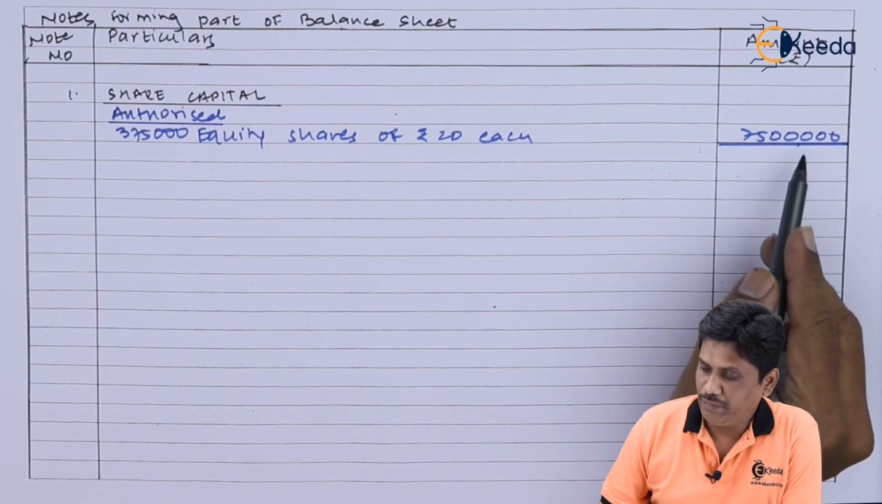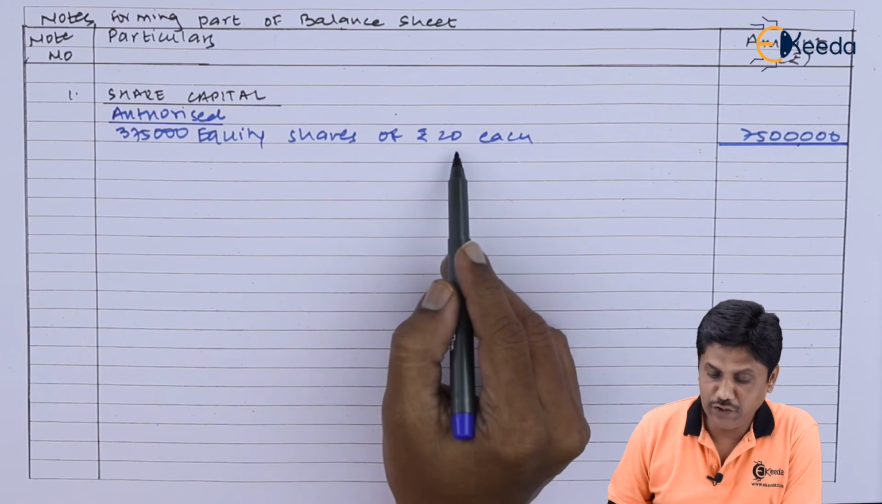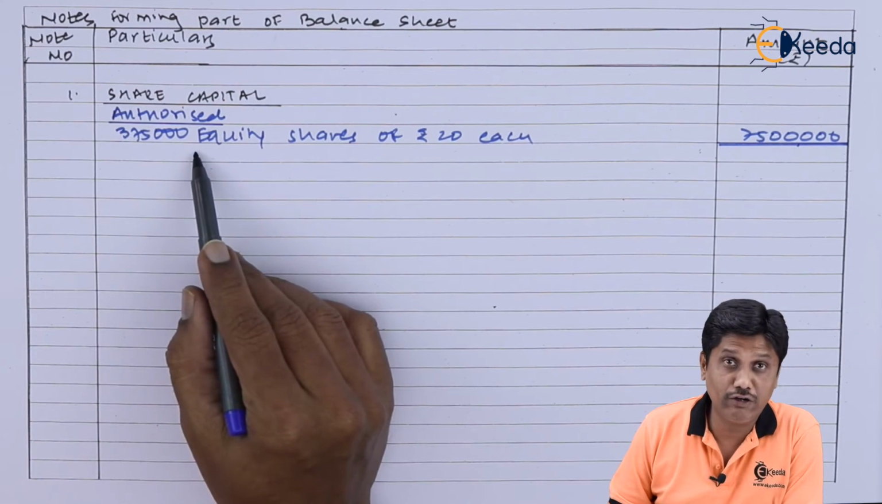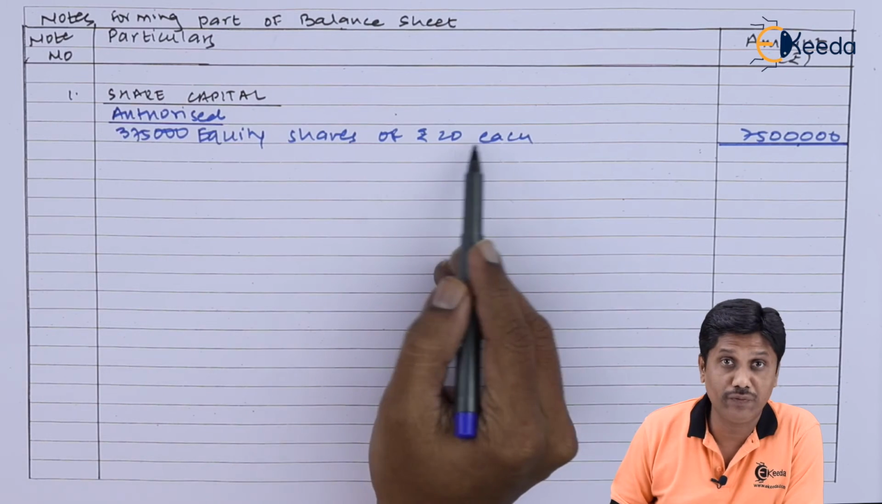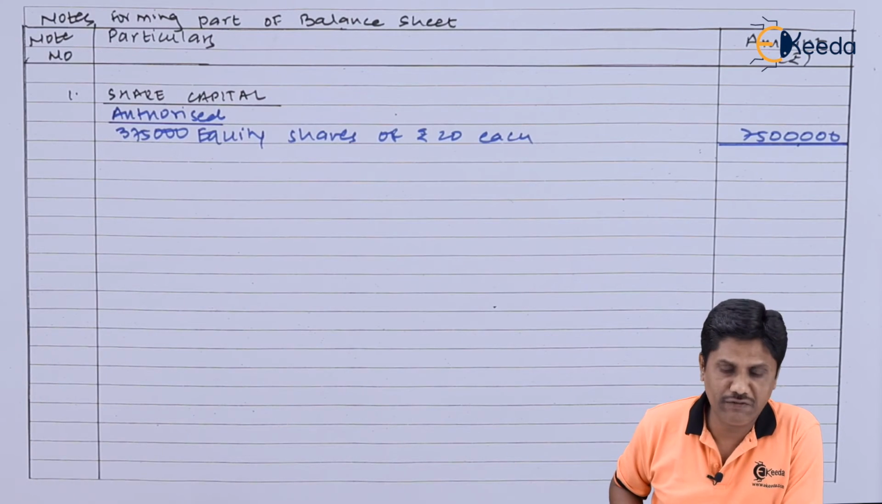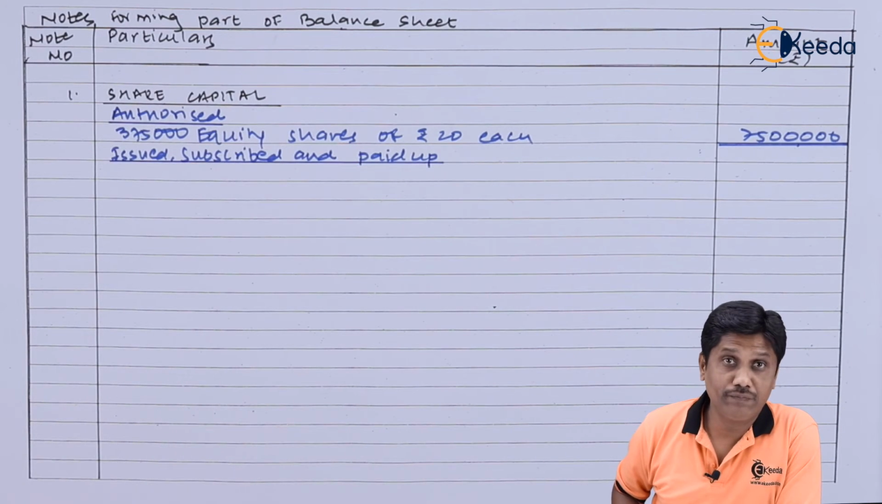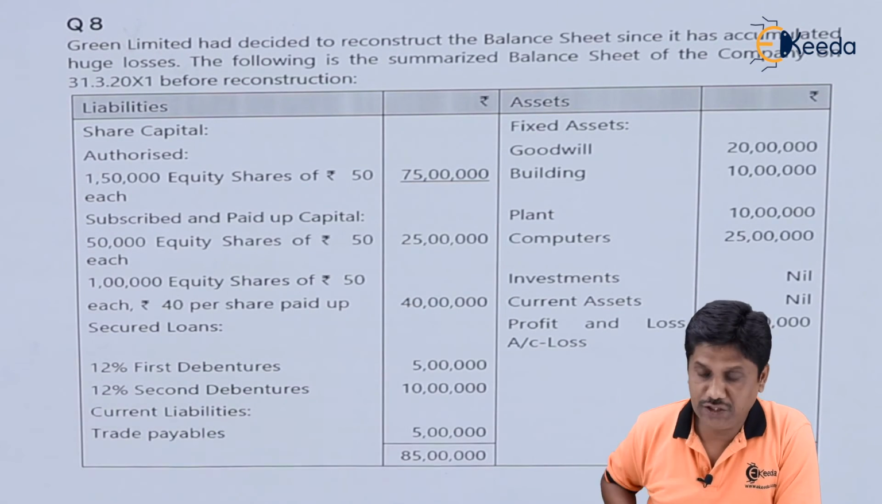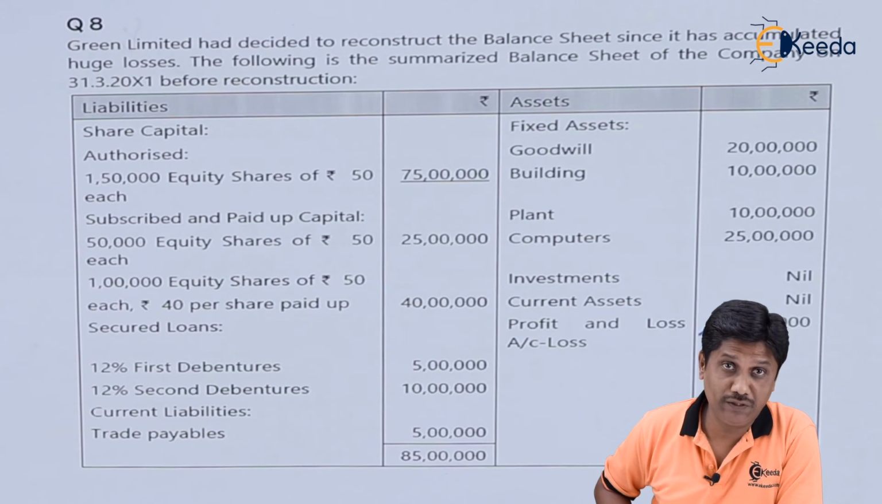Friends, considering capital of 75 lakhs rupees, 20 rupees per share, we will be having 3,75,000 equity shares authorized of rupees 20 each. Amount is 75 lakhs. Thereafter, I will write issued, subscribed and paid up. Existing, they were having 1,50,000 shares. Let me show you. These 1,50,000 shares we have converted into 20 rupees per share.